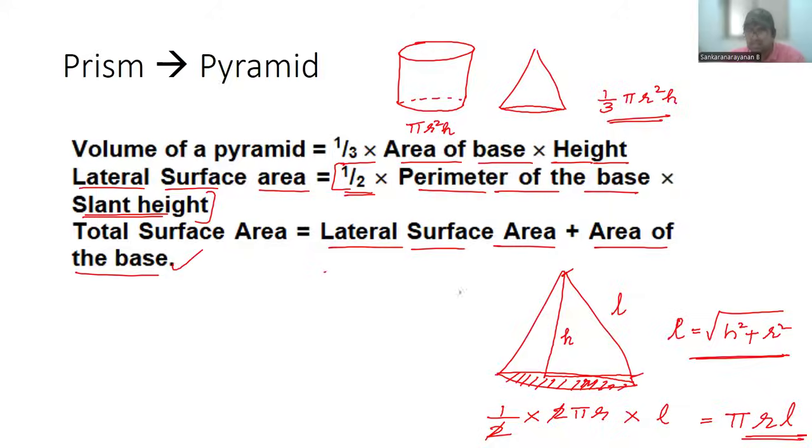Now I shall present in front of you something related to the cone, and then we will talk about the frustum. We will talk about a sphere and a hemisphere, and thus the lecture will conclude.